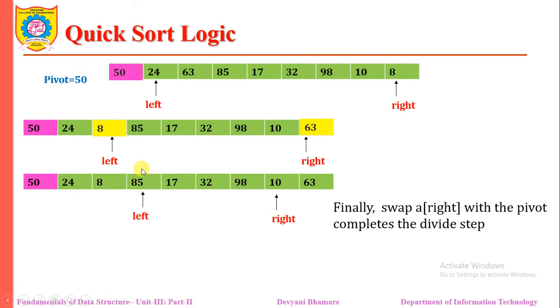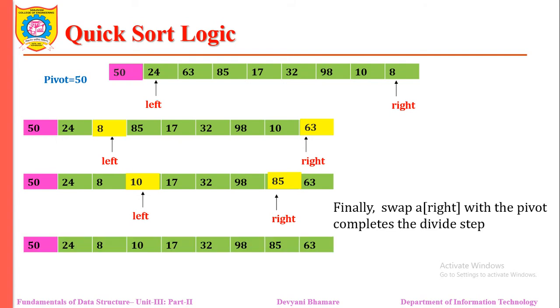Again here the index of left is 3 and the index of right is 7. So 3 is less than 7. Yes, that's why 10 and 85 are swapped. Then again left is increased by 1 until we get an element greater than the pivot. Is 17 greater than 50? No, increase left by 1. Is 32 greater than 50? No. Again increase left by 1.